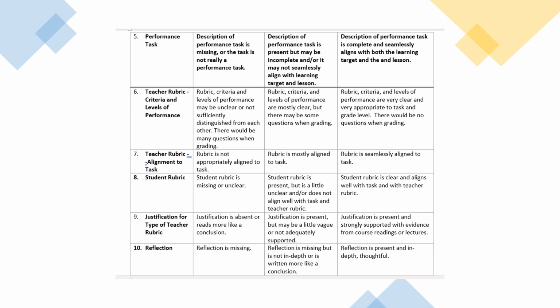I look at the teacher rubric and I examine several things, whether you used appropriate criteria, whether the levels of performance were all set forth appropriately, whether it was aligned to the task. I look at your student rubric to see if it's clear and aligned with the teacher rubric and whether your grade levels were appropriate. I look at the justification for the type of teacher rubric that you used, and I look to see that you have a citation and a reference. And I look at your reflection to see evidence of learning.